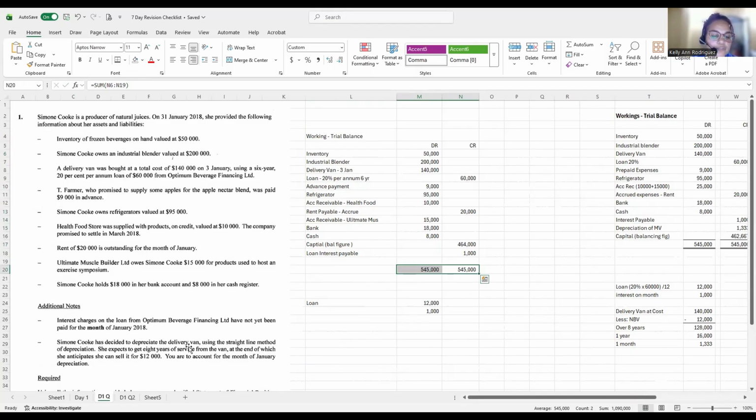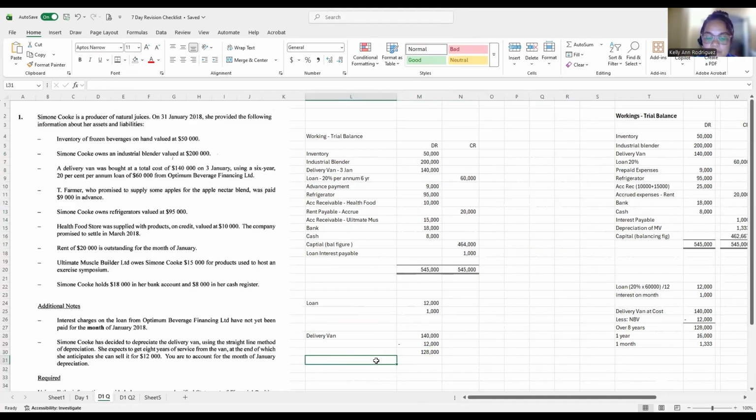Simone Cook has decided to depreciate the delivery van using the straight line method. So you know what the straight line method is? The depreciation remains the same each year, and it's based on your cost and based on the number of years that the asset is going to exist, less its resale value. So the motor delivery van is worth 140,000. And she expects to sell the vehicle for $12,000. So you minus the 12,000 that she's going to sell it for at the end of 8 years. That says 128,000 is going to be depreciated over the 8-year period.